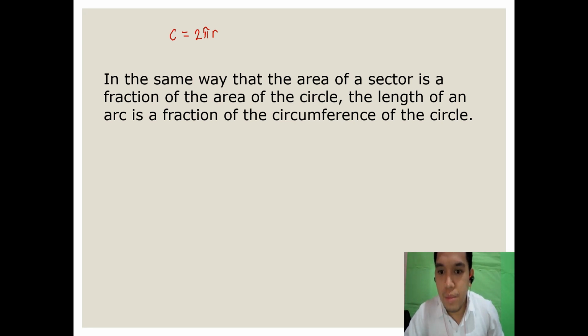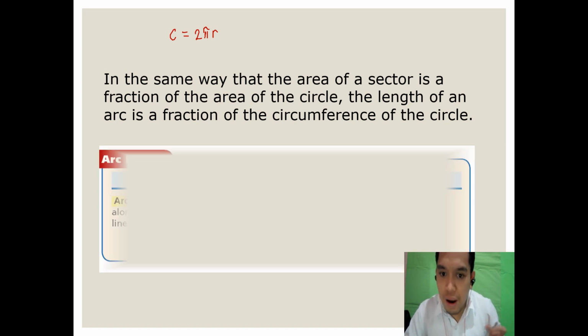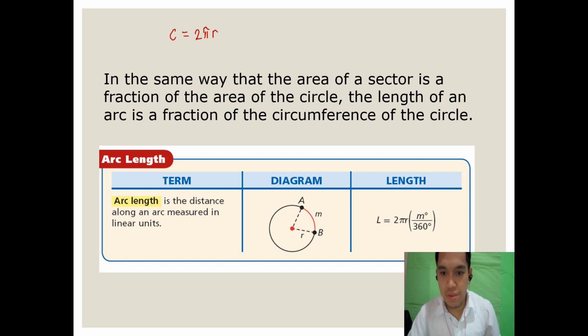Okay, so to find the length of an arc, here is the table. Okay, so arc length is the distance along an arc measured in linear units. Ito yung ating arc. So, hahanapin natin yung length ng arc na to. Okay? So, the formula to find the length of an arc is L equals yung circumference natin, which is 2 pi r, times m degrees over 360 degrees.